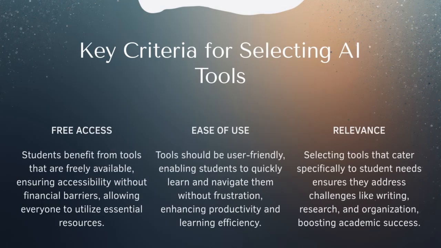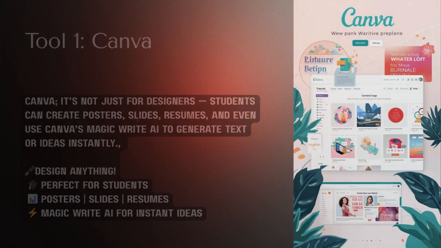Key criteria for selecting AI tools. Free access. Students benefit from tools that are freely available, ensuring accessibility without financial barriers, allowing everyone to utilize essential resources. Ease of use. Tools should be user-friendly, enabling students to quickly learn and navigate them without frustration, enhancing productivity and learning efficiency. Relevance. Selecting tools that cater specifically to student needs ensures they address challenges like writing, research, and organization, boosting academic success.